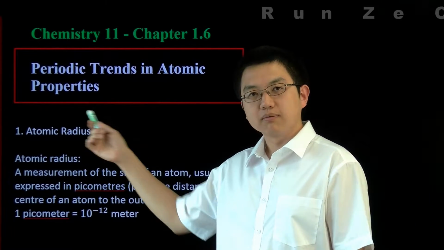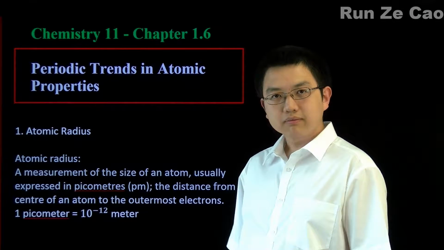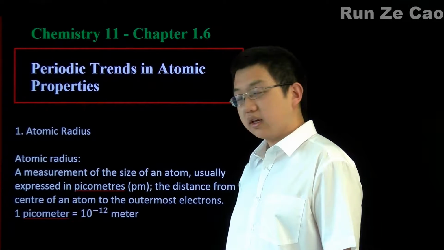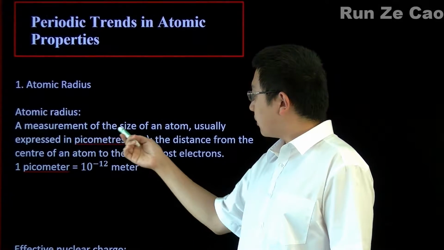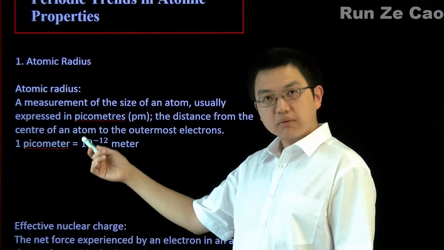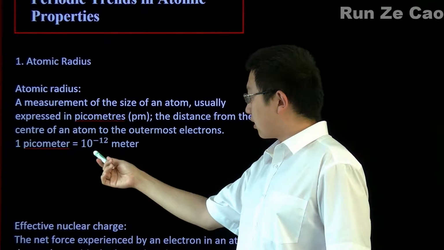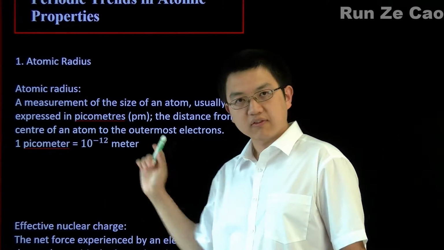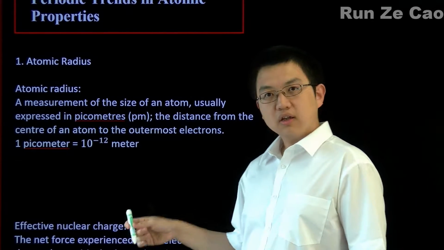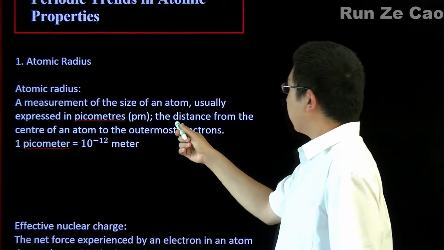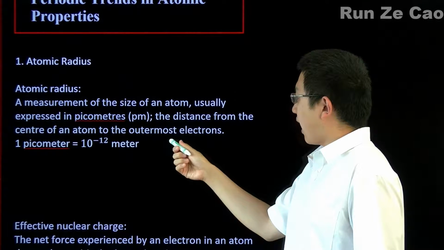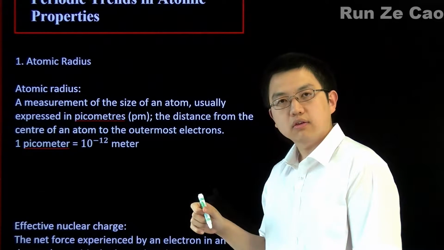We said we'd talk about some periodic table trends, right? We did mention atomic radius at the end of the last section. This is a measurement of the size of an atom. Usually it's expressed in picometers, like 10 to the negative 12th of a meter. This is a thousandth of a nanometer. Or just something times 10 to the negative 12th meters. The distance from the center of the atom to the outermost electrons.